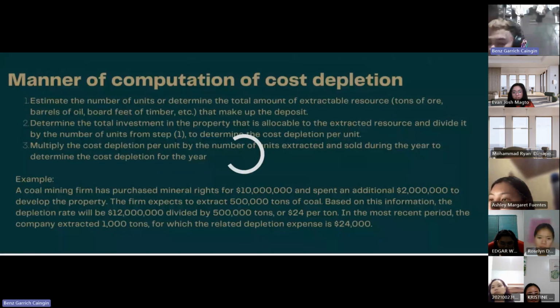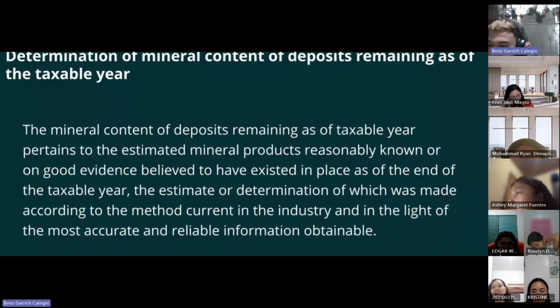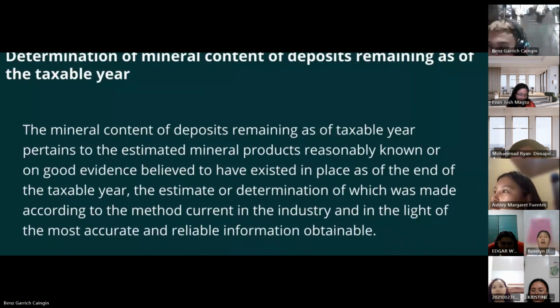Determination of mineral content of deposits remaining as of the taxable year. The mineral content of deposits remaining as of the taxable year pertains to the estimated mineral products reasonably known or on good evidence believed to have existed in place as of the end of the taxable year. The estimate or determination of which was made according to the method current in the industry and in the light of the most accurate and reliable information obtainable.